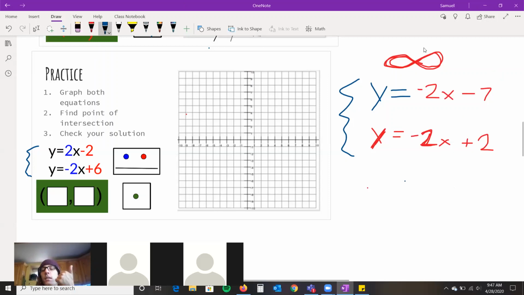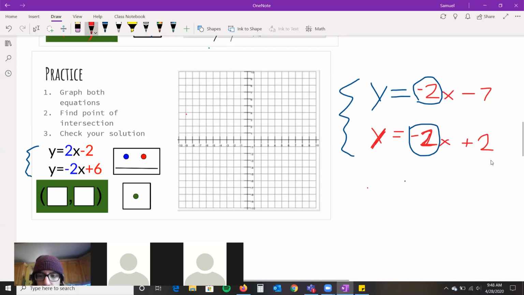Okay, and that's tip number 2. So one was if they're the same equation right on top of each other, it's infinitely many. Now this one, they both have the same slope, don't they? Okay, so that's the clue here. If they had the same slope and the same y-intercept, it would be infinitely many solutions, right? But these don't have the same y-intercept, so they start at different spots.